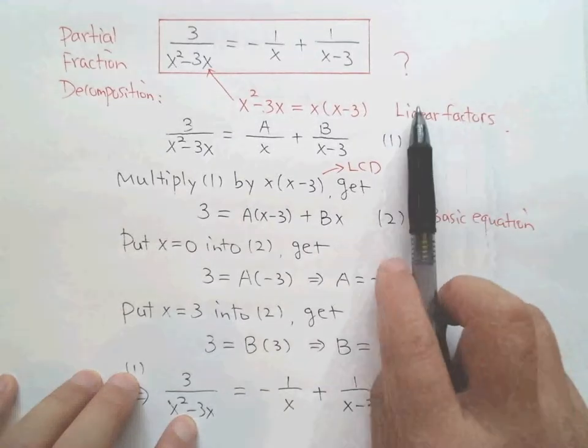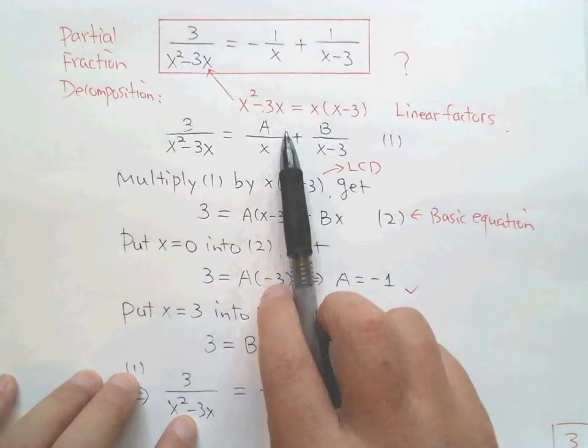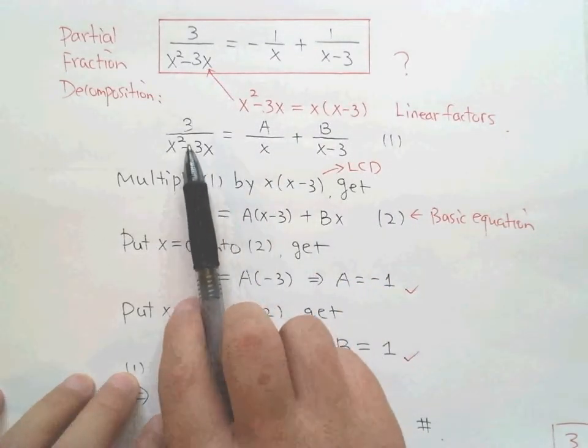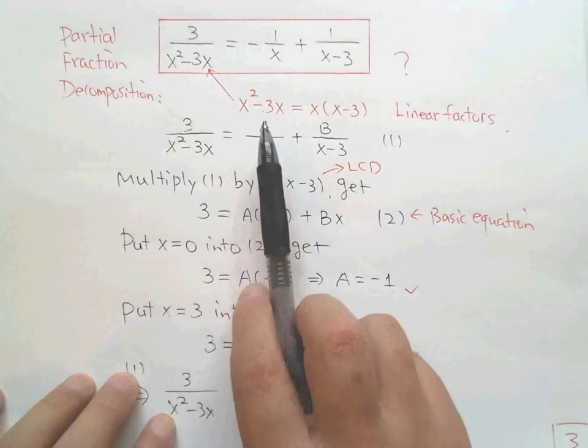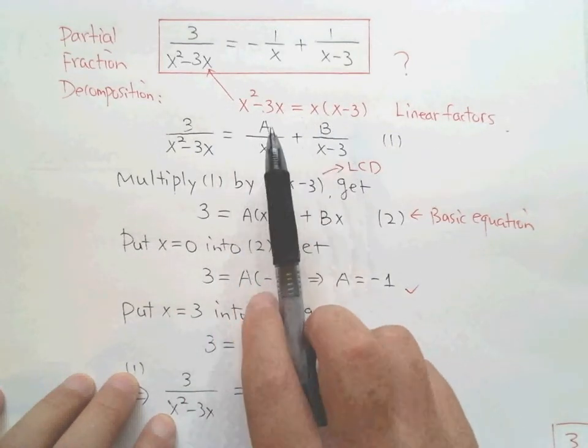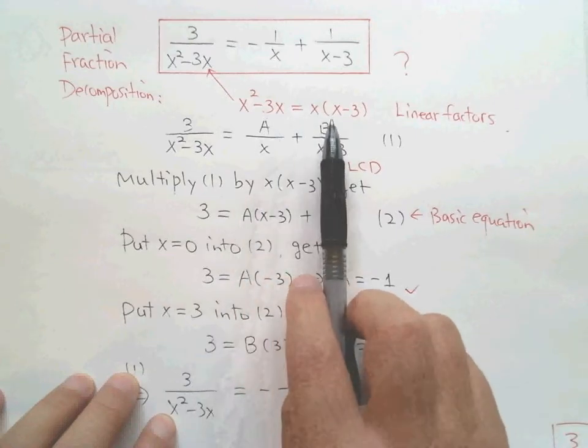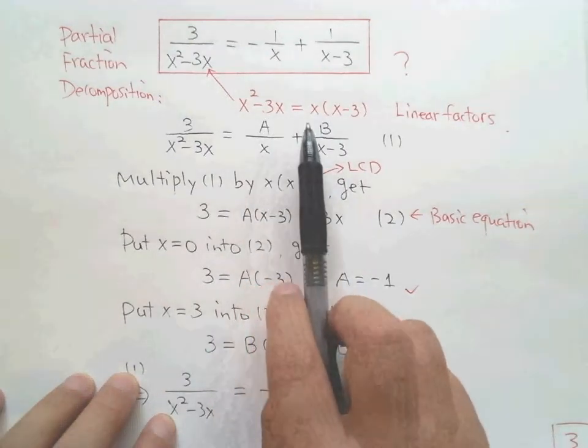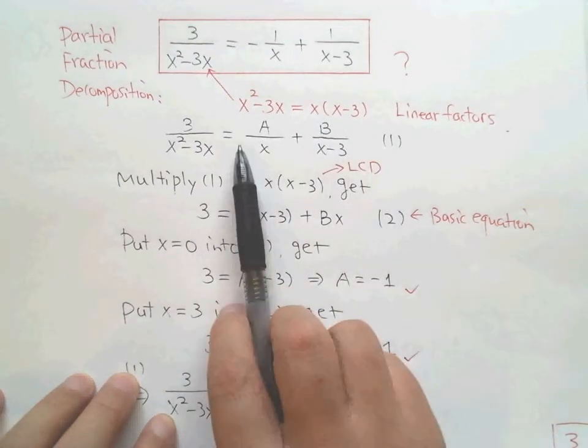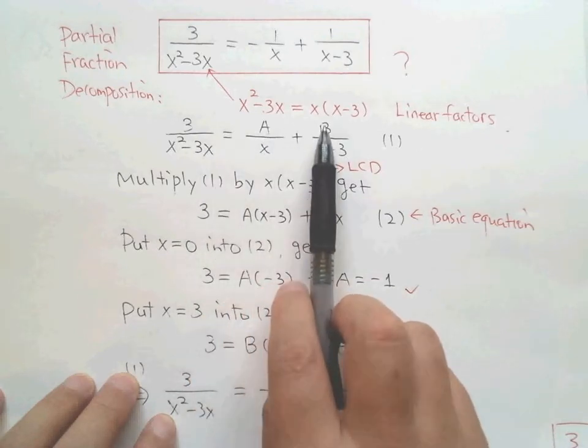Remember the theorem of partial fractions. If the bottom factors are linear, we have a fraction for each linear factor, right? The top is a constant number, A or B. So first we set up equation 1. What we need to do is to find the A and the B, right? Okay, how to find it?